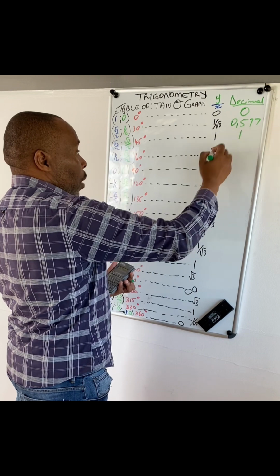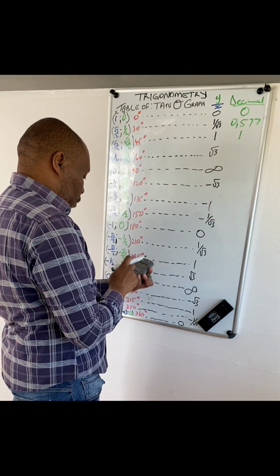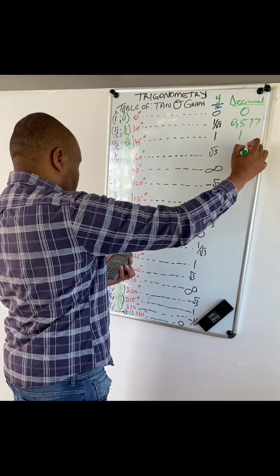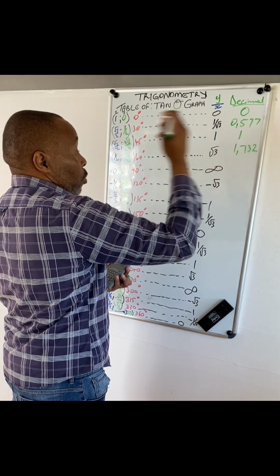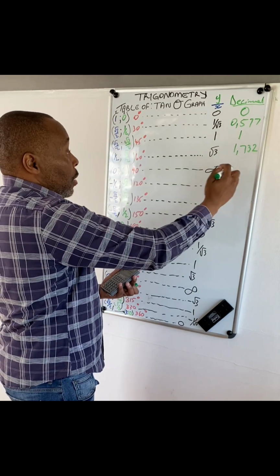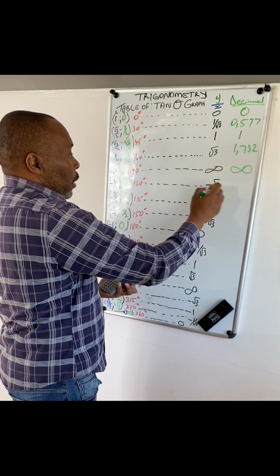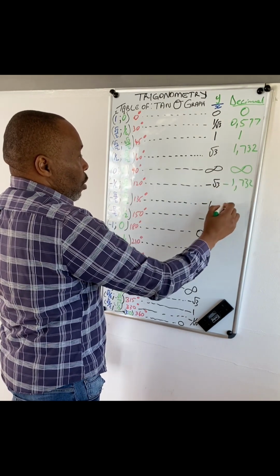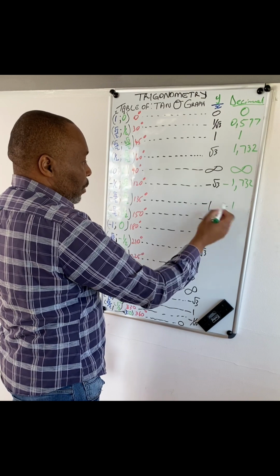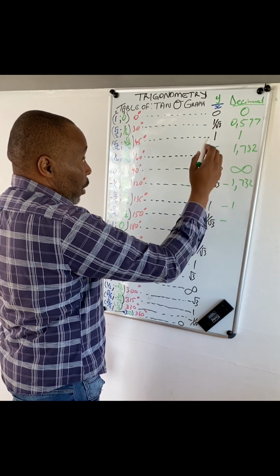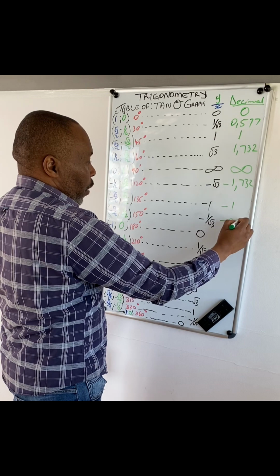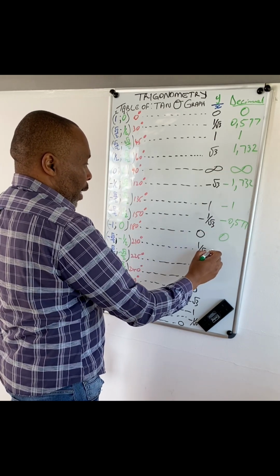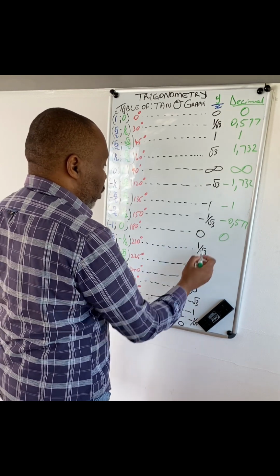0.577. 1 is 1. Root 3 is 1.732, because we put it in 3 decimal places. This remains minus root 3. It goes back, it's minus 1.732. Minus 1 is minus 1. Minus 1 over root 3 is minus 0.577. And then it goes to the positive third quadrant.